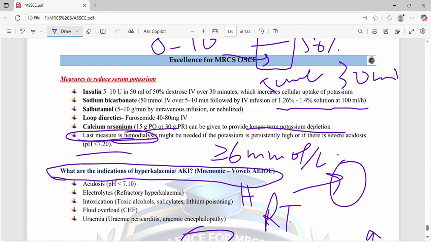And hemodialysis when potassium is greater than or equal to 6 or 6.5, and when there is severe acidosis, like pH less than 7.20 or 7.10. These are the indications for renal replacement therapy. So renal replacement therapy is AEIOU: acidosis, electrolytes, refractory intoxication, fluid overload and uremia.